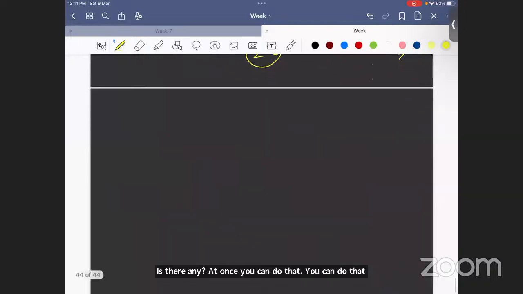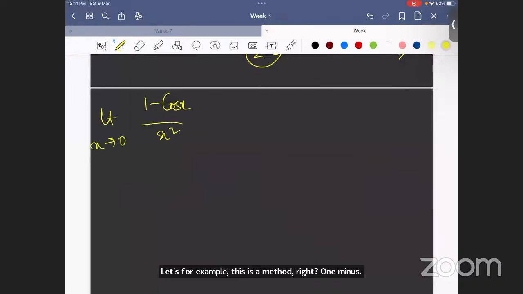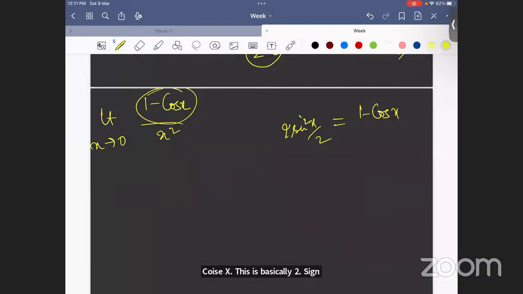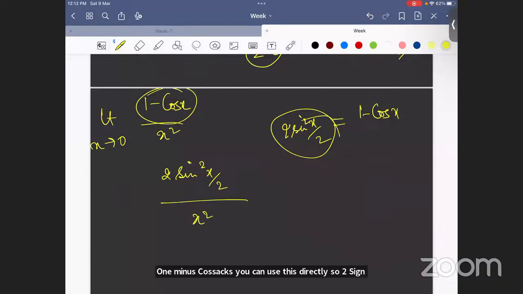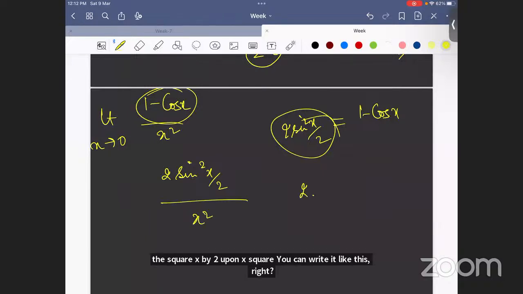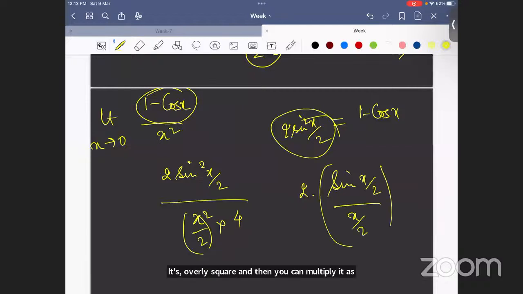Let's take the same example: 1 minus cos x upon x square. What you can do is write 1 minus cos x as 2 sine square x by 2. If you know that, you can use it directly here. So it becomes 2 sine square x by 2 upon x square. You can write it as 2 times (sin of x by 2 upon x) whole square, and then multiply as 1 upon 4. So you are left with (sine of x by 2 upon x by 2) whole square upon 2, and this part will be 1. So you are left with 1 upon 2.